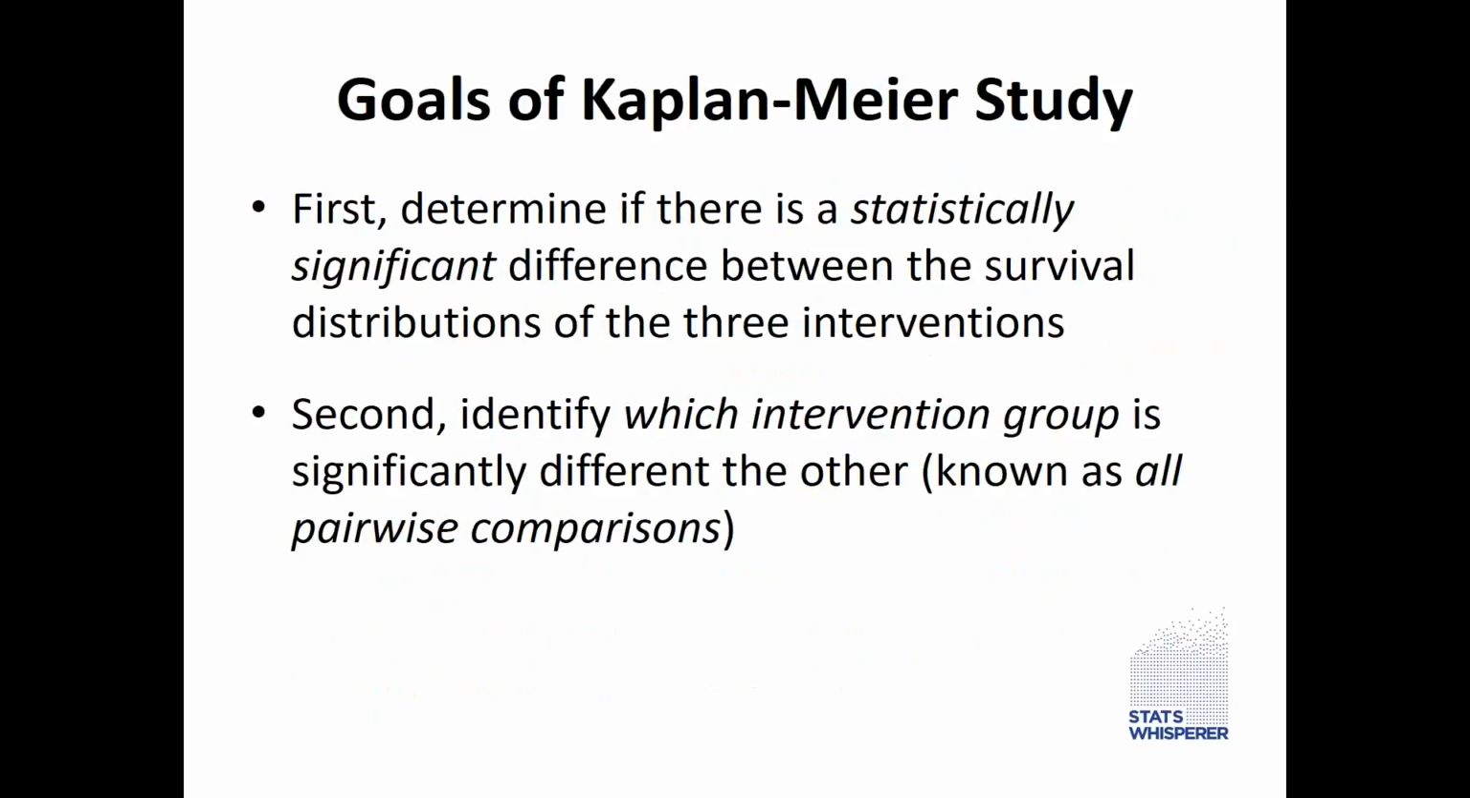So what do we want to do in this Kaplan-Meier? We have our 2 goals. First, we want to determine if there's a statistically significant difference in the survival curves, the survival distribution, for the 3 interventions. So are the 3 curves significantly different? And then second, if the 3 curves are significantly different, we want to know which intervention group is significantly different from the others and which has the most positive outcomes. Sometimes we call this pairwise comparisons.